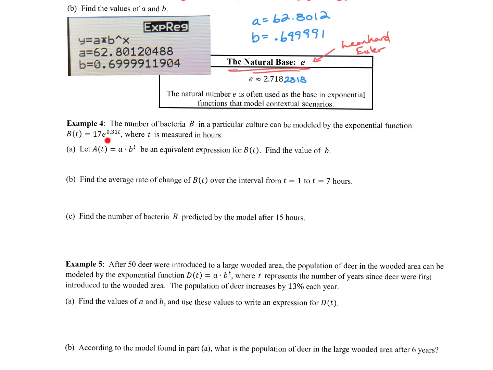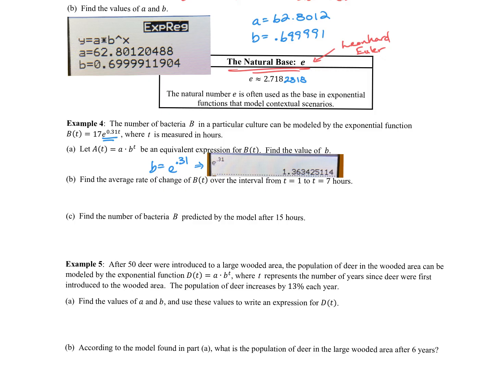All right, fantastic. So right now, this is 17 times e to the 0.31 t. And then they just want it a times b to the power of t. Well, what is b then? B is the same thing as what? This e to the 0.31. All right, and so that's the answer. However, we're going to round to how many decimals? And so e to the 0.31 is 1.3634.